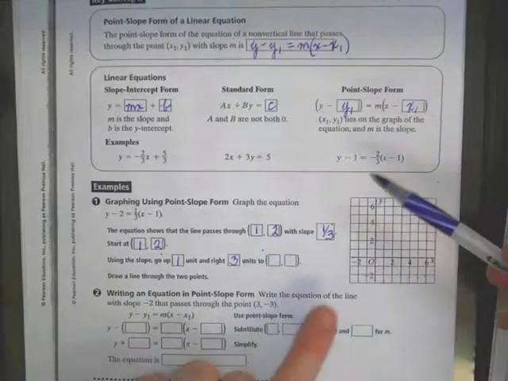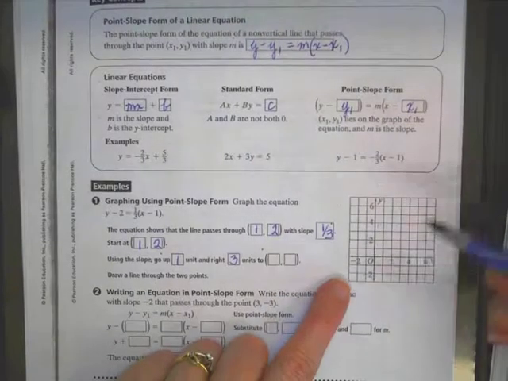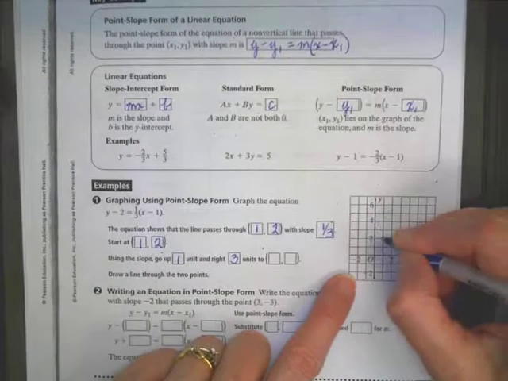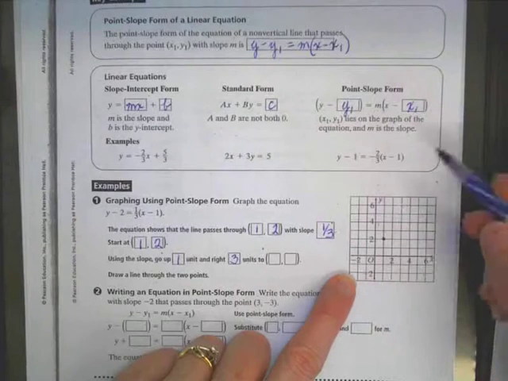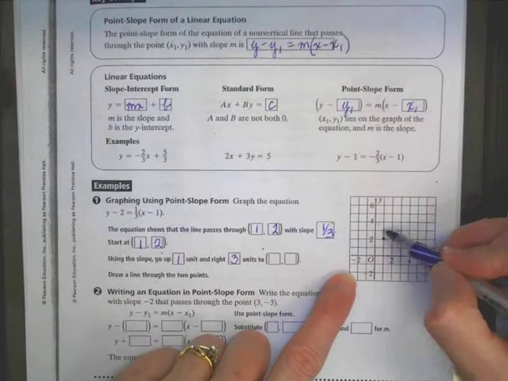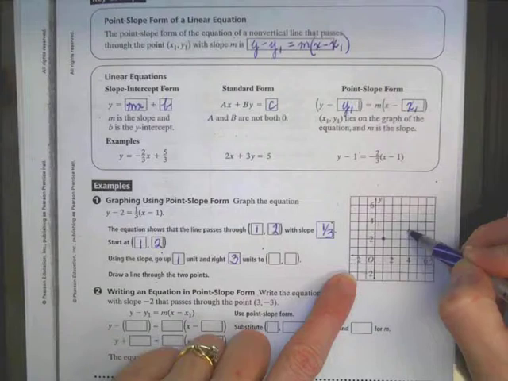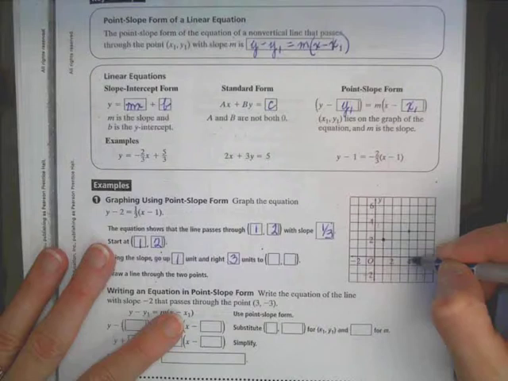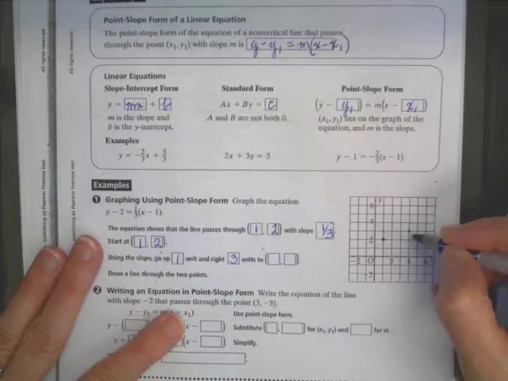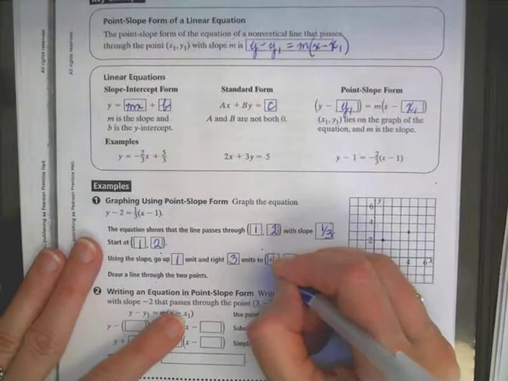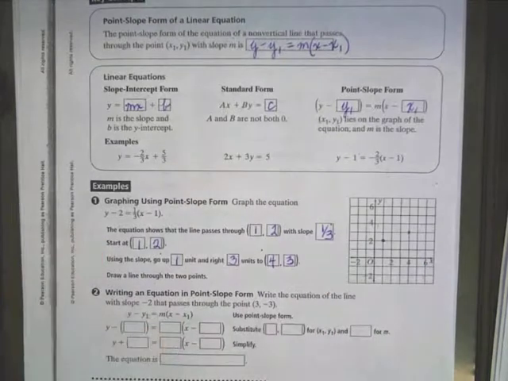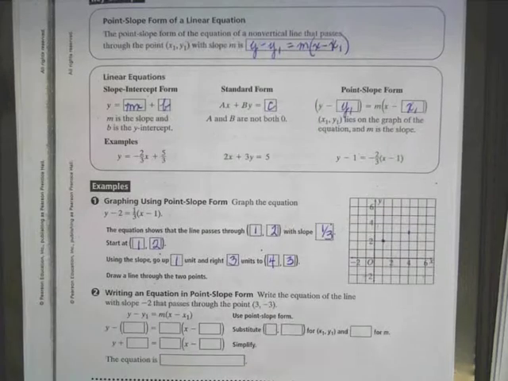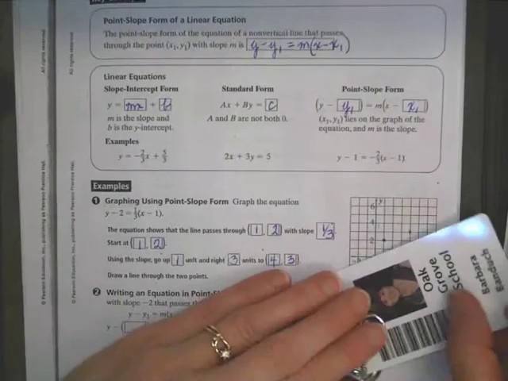Okay. And let me look here. Okay, so 1, 2. So here's 1, 1, 2. And then our next point, we're going to go up 1 and right 3. So up 1, 1, 2, 3. And that gives me the ordered pair 4, 3. Okay, and now you can draw the line through the 2 points.